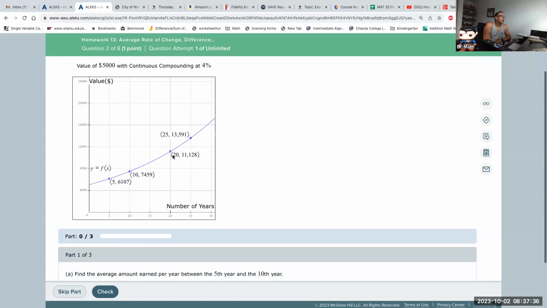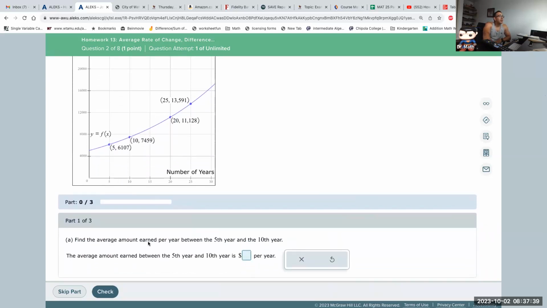So what they want now is it says find the average amount earned between the 5th year and the 10th year. So pay attention to these years. So what you're going to be doing is each year represents your x value. So when x is 5, this is x1, y1, and then the 10th year, this 10 is your x2, y2. So let me set it up for you. Let me write on my screen. We're using that same formula.